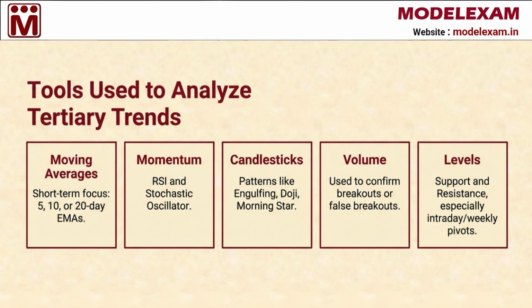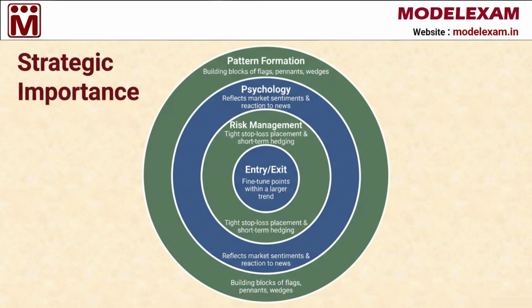So, why do we care about these small movements? They have strategic importance for precision. They help traders fine-tune their entry and exit points. For example, even if you like a stock for the long term, you can use a tertiary dip to buy it a little cheaper. It is also key for risk management, helping you place tight stop losses. Essentially, these trends reflect the immediate psychology of the market.